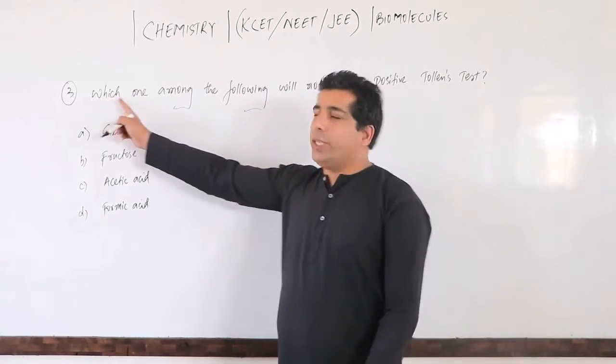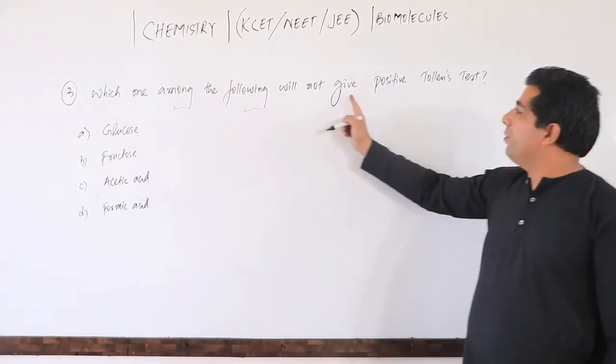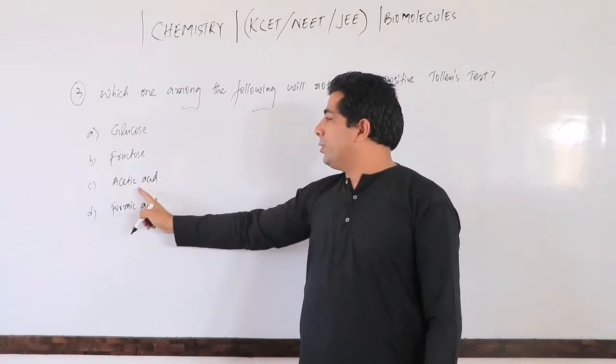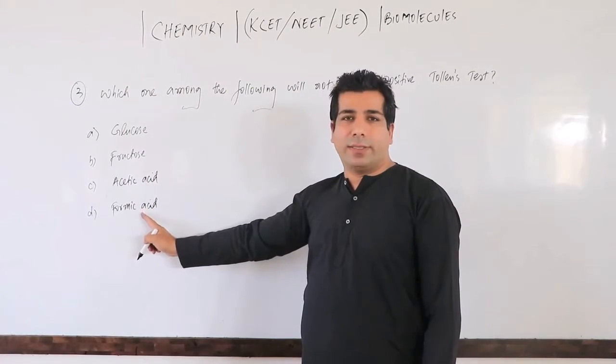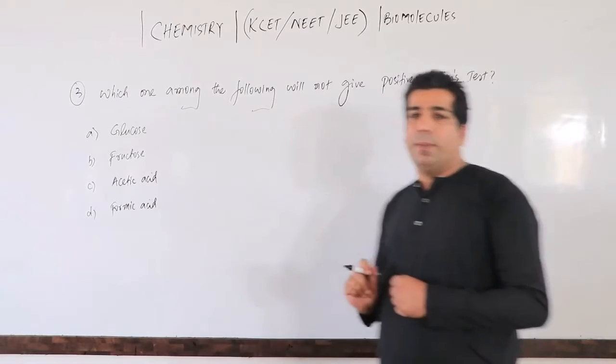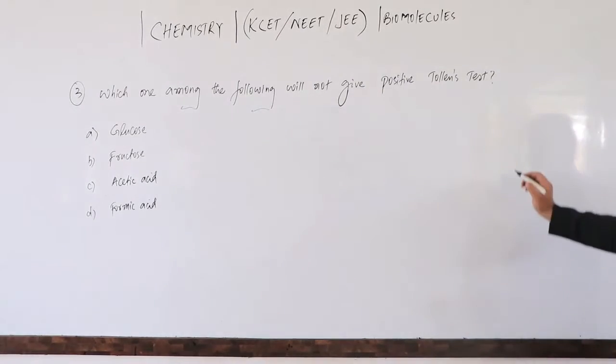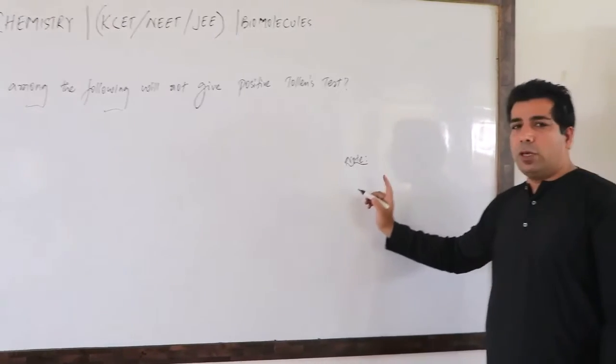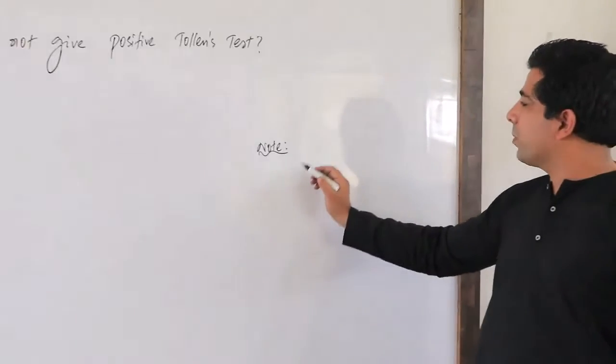Question number 3. Which one among the following will give positive Tollens test? Glucose, fructose, acetic acid or formic acid? You just have to tell me. But before that, you need to remember this thing. Have a look here. I have already discussed this thing with you people.